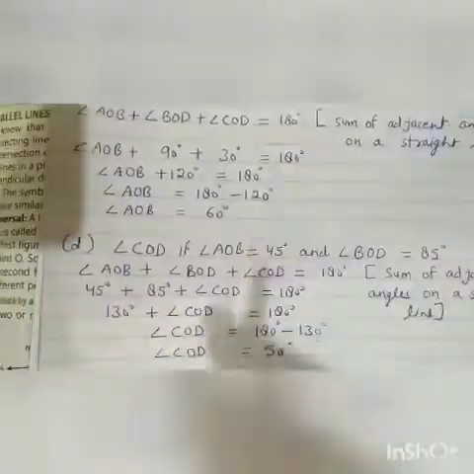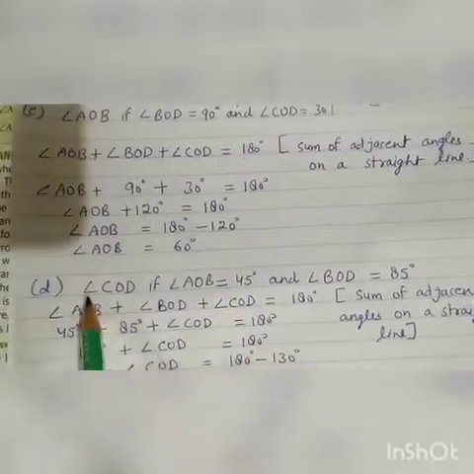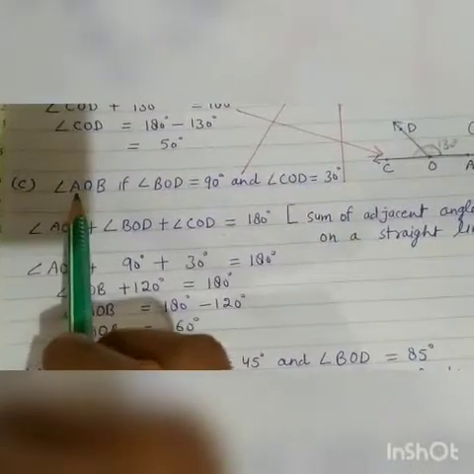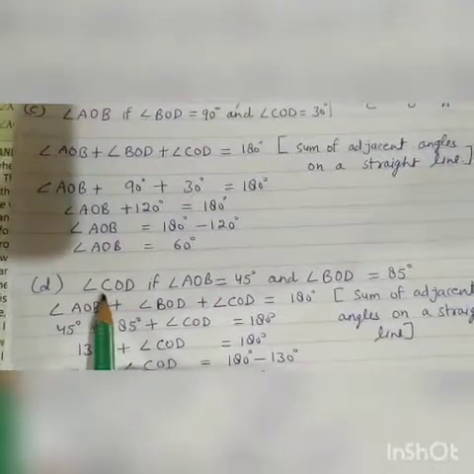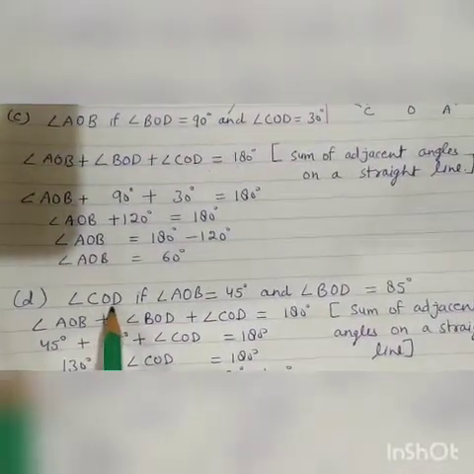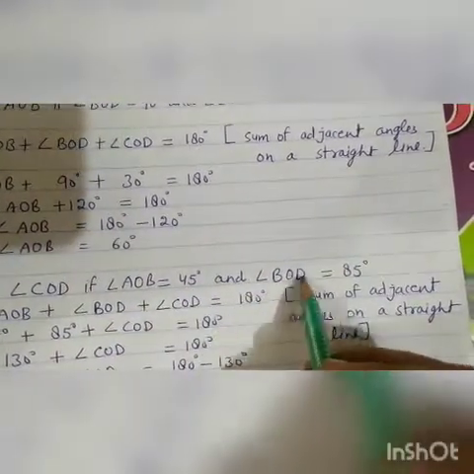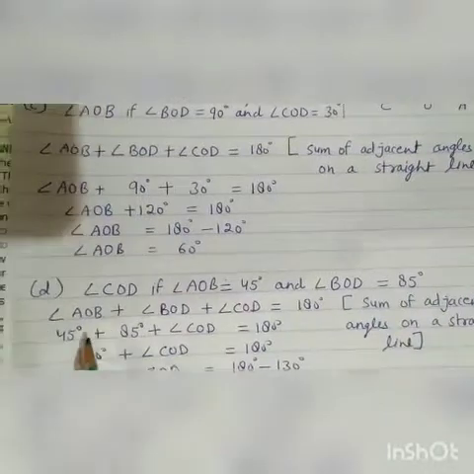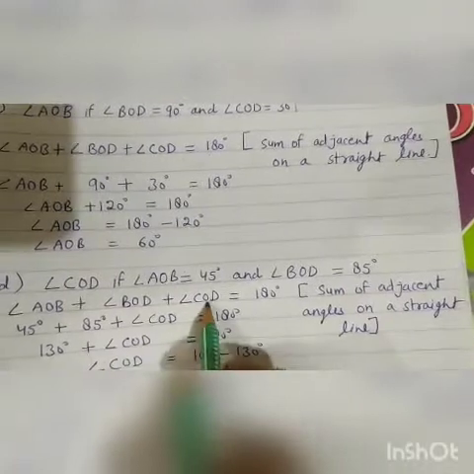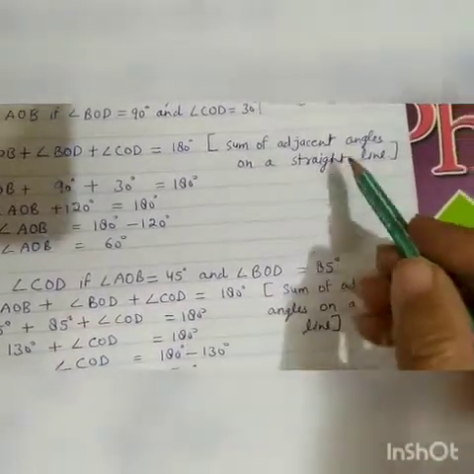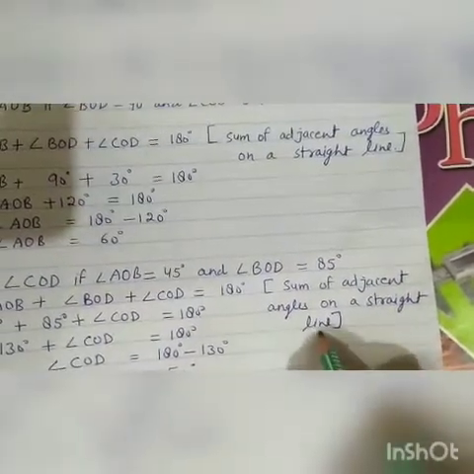Next part, the fourth one. Same as part C, only the values are changed. This time we found angle AOB, and now we will find angle COD. We have to find angle COD if angle AOB is equal to 45 degrees and angle BOD is equal to 85 degrees. So we will write the same line: angle AOB plus angle BOD plus angle COD equals 180 degrees. Same reason, sum of adjacent angles on a straight line.